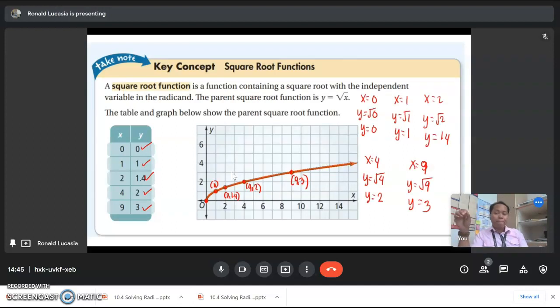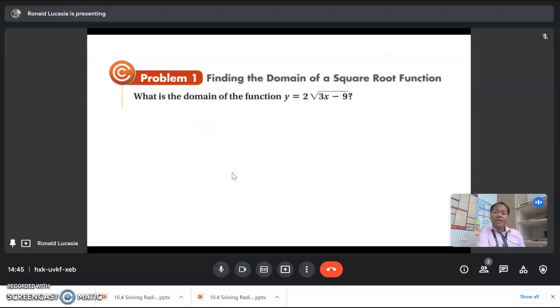In graphing square root functions, sometimes we have to find the domain. Say, for example, this problem. Find the domain of the square root function when the given square root function is y is equal to 2 times the square root of 3x minus 9.